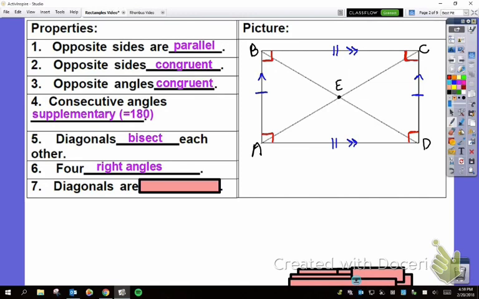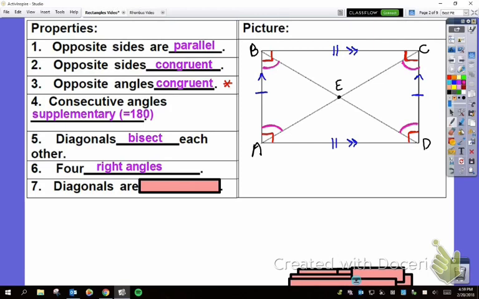Now remember, up here we said that our opposite angles are congruent. When we have opposite angles, we still have these alternate interior angles that would be equal. So those 2 angles would be equal. And then we're also going to have these 2 angles that are going to be equal.